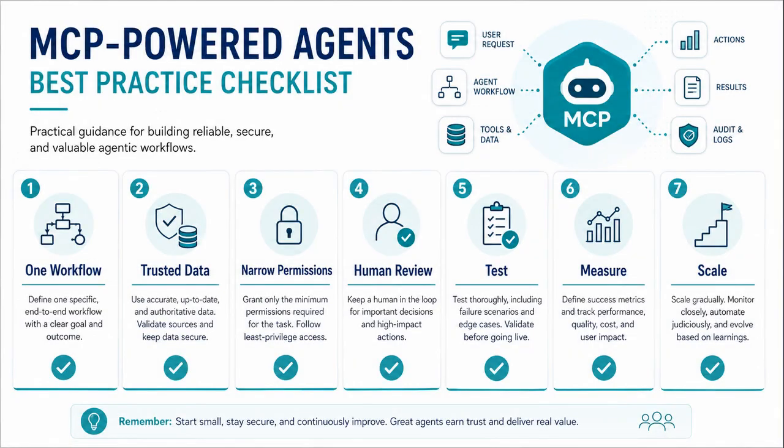Now let's look at best practices for MCP agents. Start with one clear workflow. Define which tools the agent can access. Use trusted data sources. Keep permissions narrow. Add human review for sensitive actions. Test tool calls and failure cases. Measure whether the agent saves time and improves quality. Scale only after the workflow proves useful.